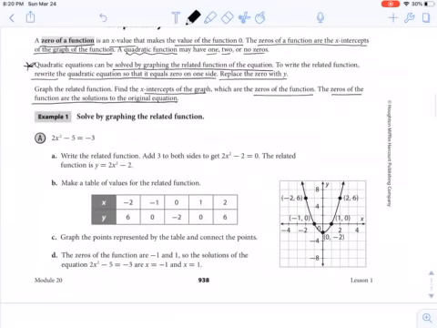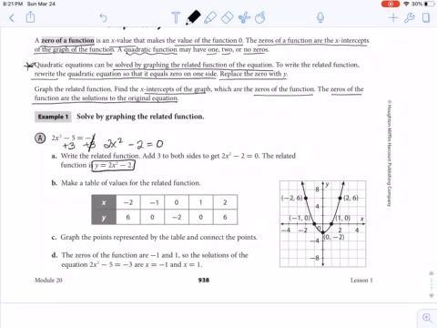And so for part A, the first thing that we need to do is set it equal to 0, and so we need to move this 3. And so the opposite of a negative 3 is a positive 3. And so I should get 2x squared minus 2 equals 0. Let's double check that, and that is what they have.